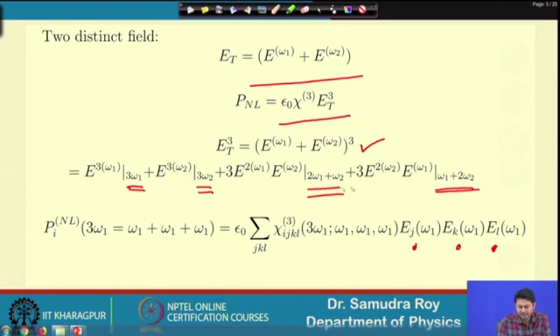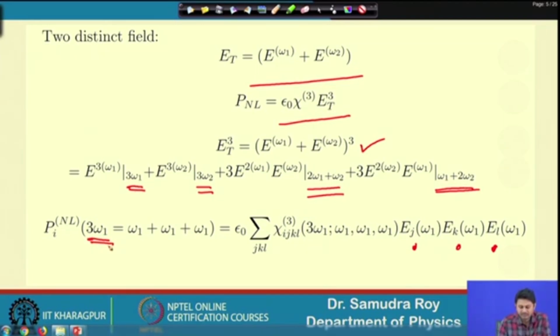You can see there are different frequencies that can appear in P nonlinear. P nonlinear can contain 3 omega 1, 3 omega 2, 2 omega 1 plus omega 2, and omega 1 plus 2 omega 2 frequency components for this particular structure. So there are 4 different frequency components which can appear in P nonlinear, but we now only need to find the frequency component 3 omega 1.